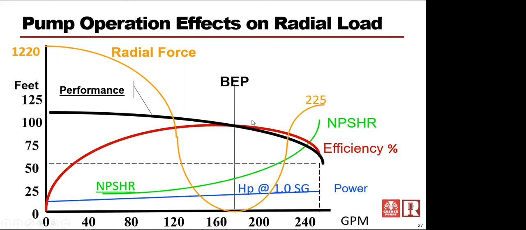However, if we get way too far either way on that curve, those radial forces go up. It causes that pump shaft to bend one way or the other. We start getting into areas of possible cavitation because NPSHR may be too high for the system to be able to meet it. Bad things happen.